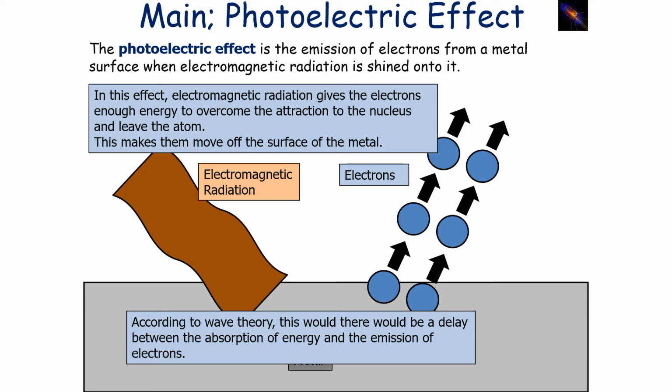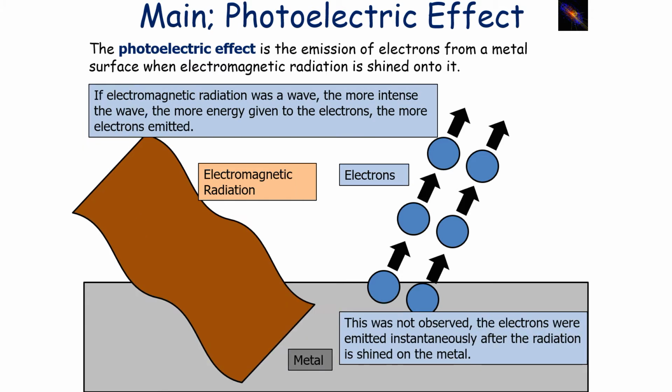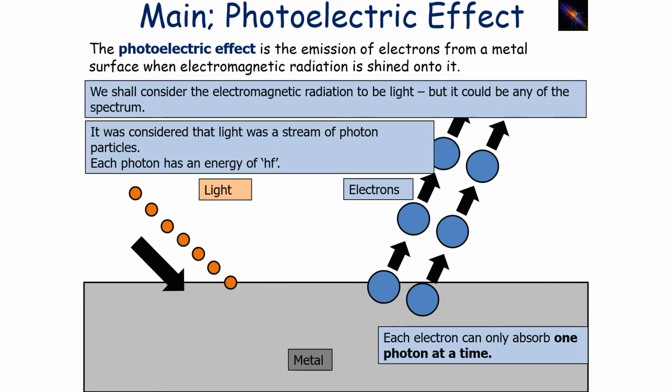Now according to wave theory as well, because the energy is being slowly absorbed by the metal surface, there will be a delay between the absorption of the energy from the wave and the emission of the electrons from the metal surface. Now this is not observed in the photoelectric effect. Electrons are emitted instantaneously after radiation is shined on a metal. This was proof that the electromagnetic radiation was not a wave, rather it was acting like a particle, and we consider these streams of particles to be called photons, each with an energy of hf.